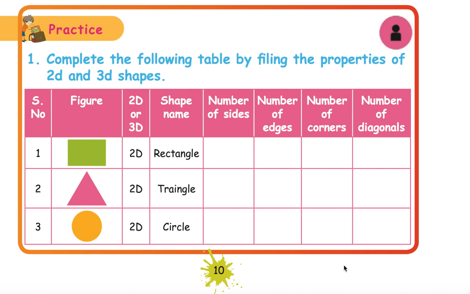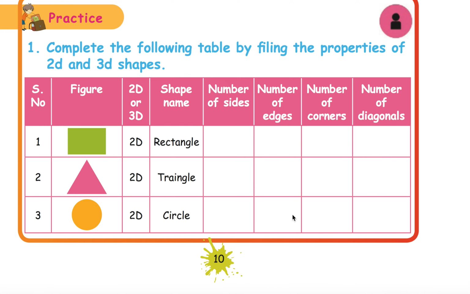Compare the following table by filling the properties of 2D and 3D shapes. Figure. Yes, this is 2D. Shape name is rectangle. Number of sides 4. Number of edges 4. Number of corners 4. Number of diagonals 2. This is triangle. Number of sides 3. Number of edges 3. Number of corners 3. Number of diagonals, it has no diagonals.